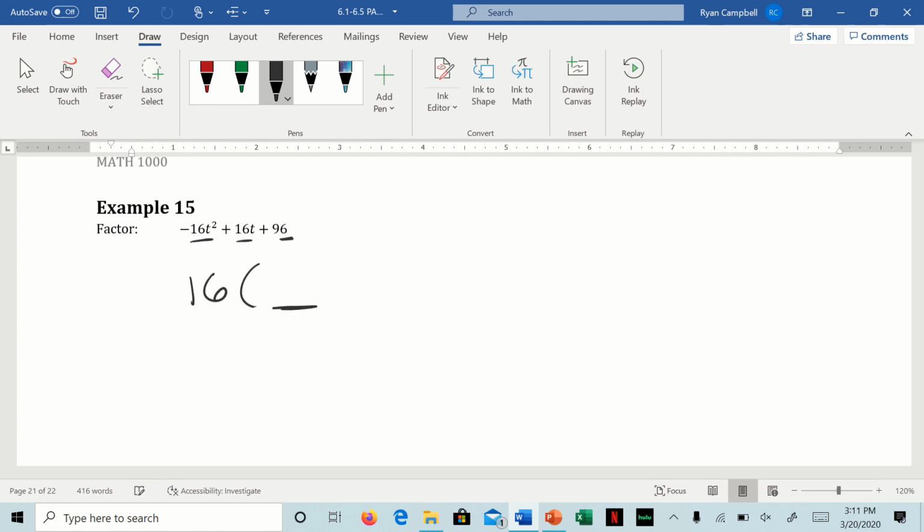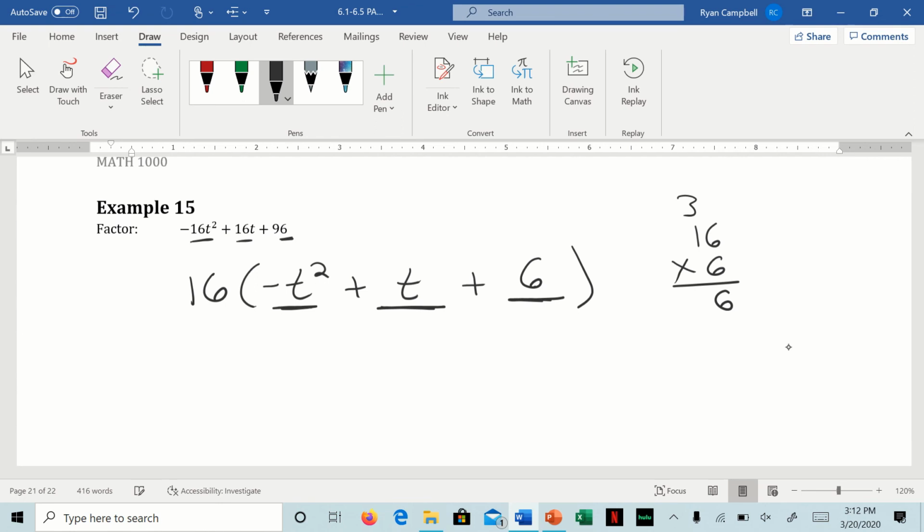So what times 16 gives us negative 16t squared? We see it's negative t squared. What times 16 is 16t? Just plain old t. And then what times 16 is 96? You may have to think about this a little bit, but it's actually 6. All right, so we can check it out. 16 times 6, we get 36. So bring down the 6, carry the 3. 6 times 1 is 6, plus 3 is 9, 96.